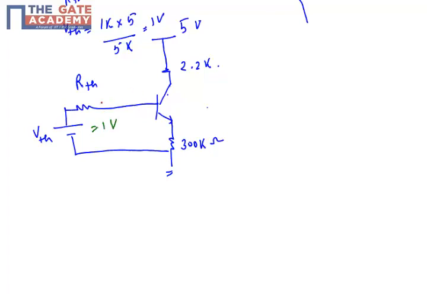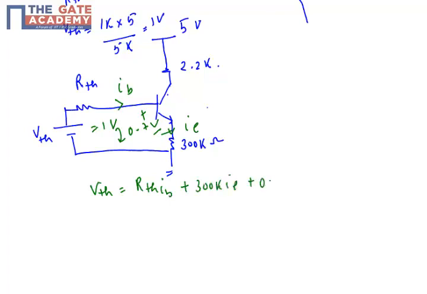Okay, so RTH is connected to the base terminal, so IB current is going to flow across it. 300 kilo ohm is connected to the emitter terminal, so IE current is going to flow across it. Base to emitter voltage is 0.7, given to us. Just apply KVL here, so you can find out that VTH is equal to RTH times IB plus 300 kilo ohm times IE plus 0.7.